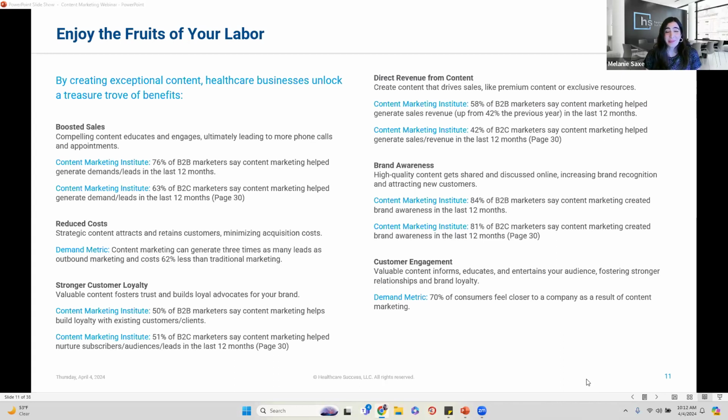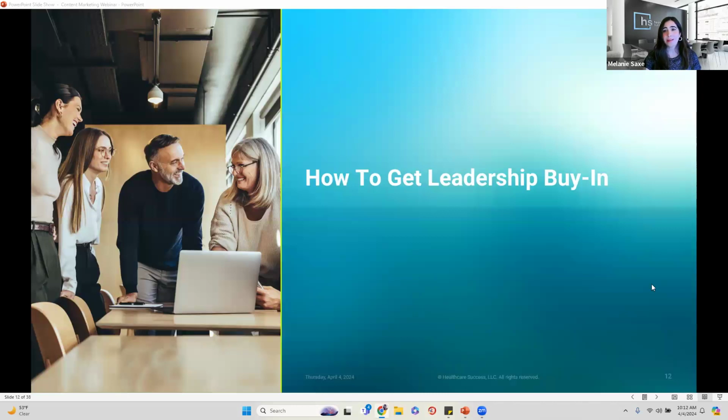Moving down, for brand awareness, we need content for brand awareness. 84% of B2B marketers say content marketing created brand awareness in the last 12 months. Same thing for B2C. And then finally, customer engagement. So 70% of consumers feel closer to a company as a result of content marketing. So that is huge.